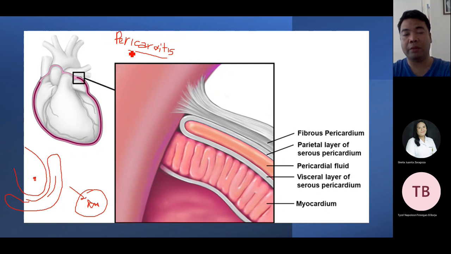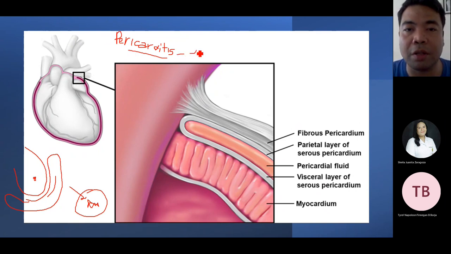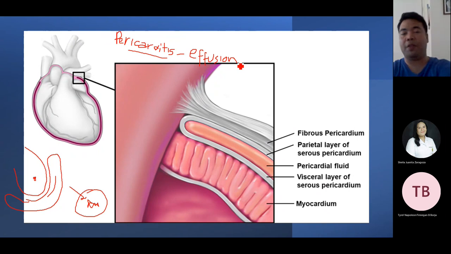Now, when there is pericarditis, there is this tendency for an excessive production of pericardial fluid. Pagka sobra-sobra ng pericardial fluid, the resulting condition is called pericardial effusion. Di ba? Pag sobra-sobra ng fluid, yun naman talagang tawag. Even in the joints, if there is excess production of synovial fluid, it's called synovial effusion. If in the heart, it's called pericardial effusion.